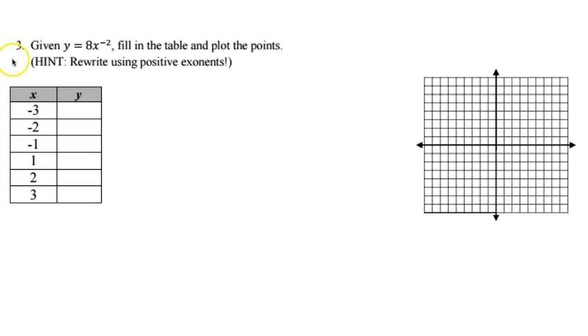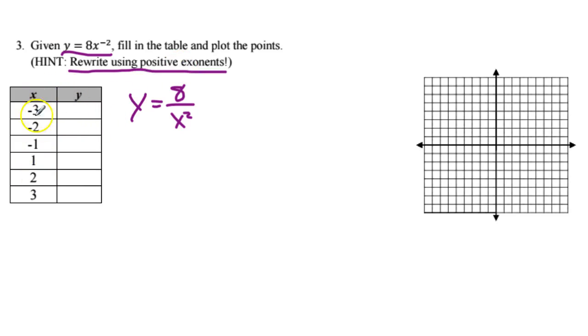So we're going to get started with number 3. Given y equals 8, x to the negative 2 power, fill in the table and plot the points. Hint, rewrite using positive exponents. So I'm going to rewrite this with a positive exponent. Y equals, well, when it's 8 to the negative 2, that becomes 8 over x squared. So this is a little easier to work with.